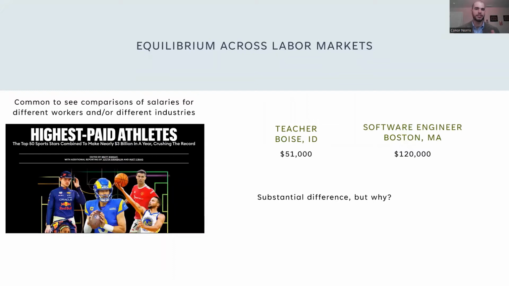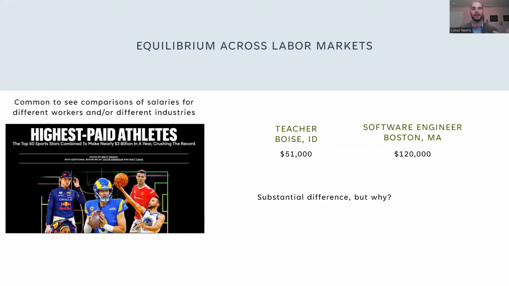So the next section in your textbook is about the Phillips curve. I'm going to skip that because we're not teaching fiction, and we're going to move straight on to equilibrium across different labor markets. So right here we have an example. What is behind the difference here between the teacher in Boise, Idaho, and the software engineer in Boston, Massachusetts?